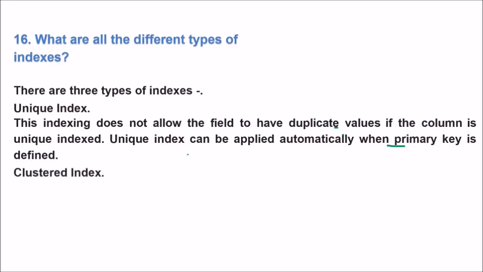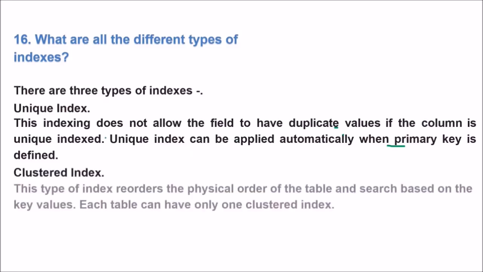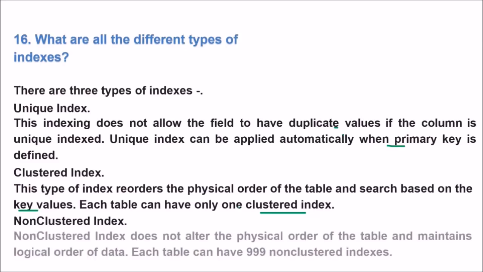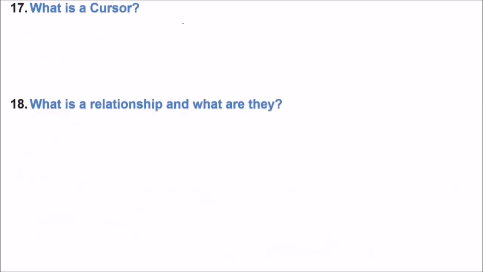Then comes the clustered index. This type of index reorders the physical order of the table, and searching is based on the key values. Each table can have only one clustered index. Then the non-clustered index. A non-clustered index does not alter the physical order of the table and maintains the logical order of the data. Each table can have multiple non-clustered indexes.